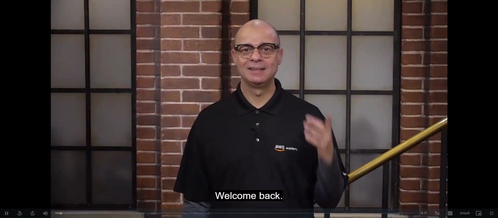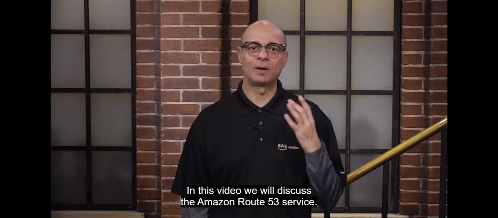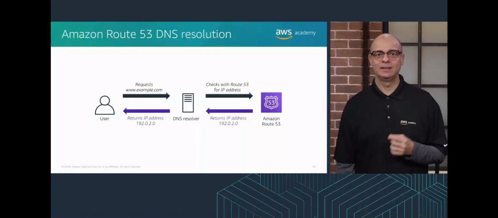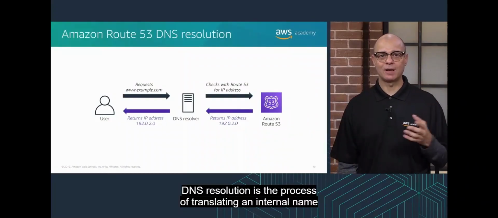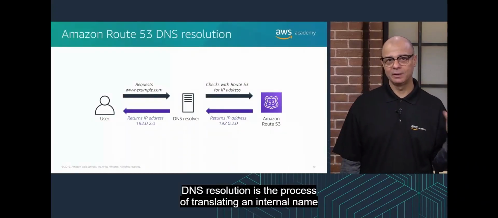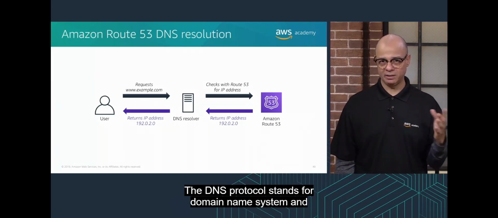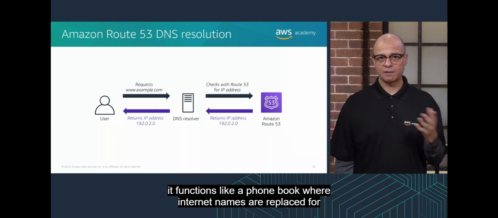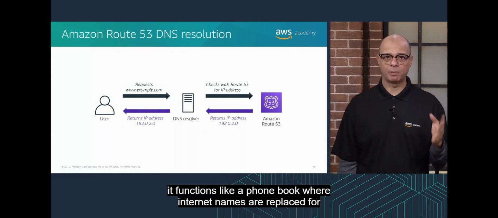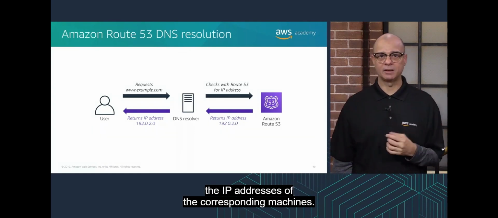Welcome back. In this video, we will discuss the Amazon Route 53 service. DNS resolution is the process of translating an internet name to the corresponding IP address. The DNS protocol stands for Domain Name System, and it functions like a phone book where internet names are replaced by the IP addresses of the corresponding machines.